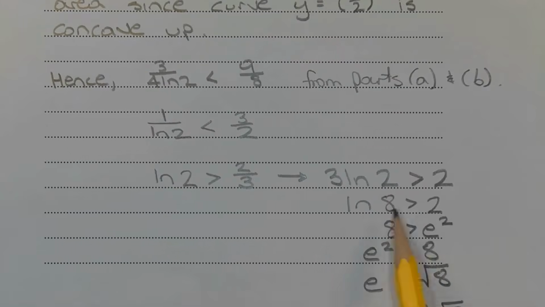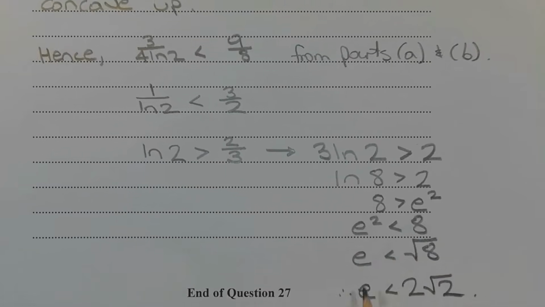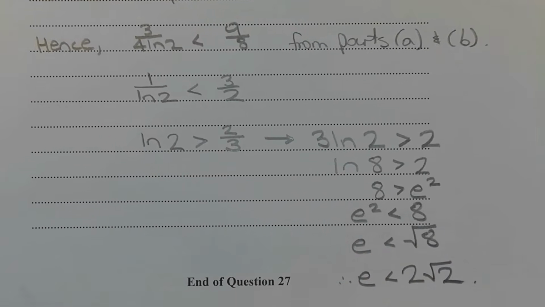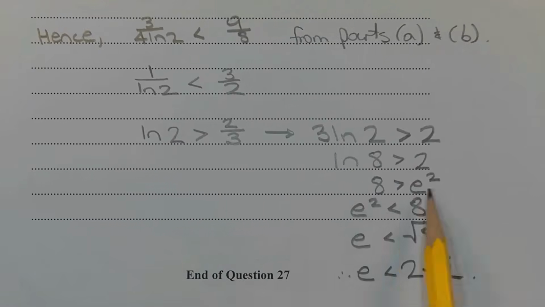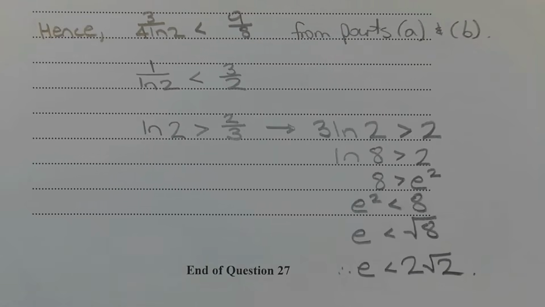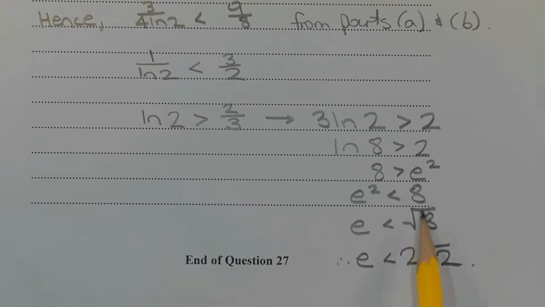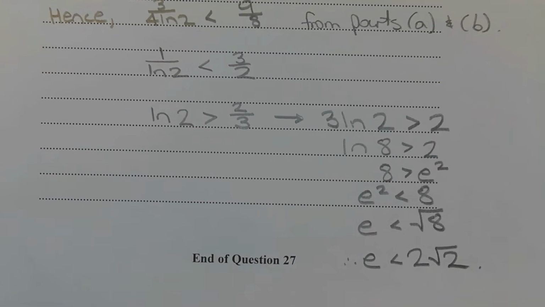Now raising both sides of this inequality to base e, we get 8 is greater than e squared, which implies that e squared is less than 8. Taking the positive square root of both sides of this inequality, we get e is less than the square root of 8. And if we simplify the square root of 8, recall that 8 is 4 times 2. The 4 can come outside of the surd and becomes 2. So we get, therefore, e is less than 2 root 2 as required.